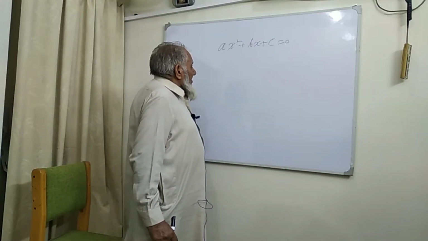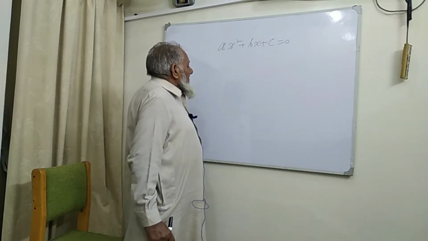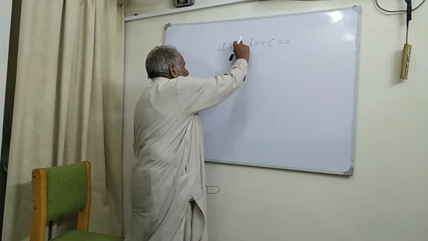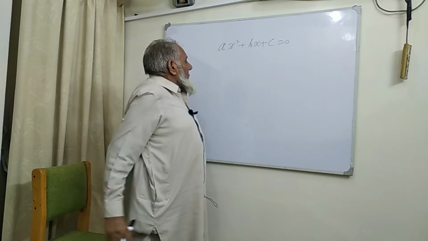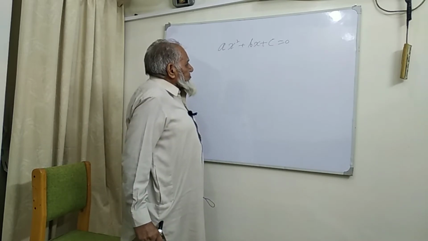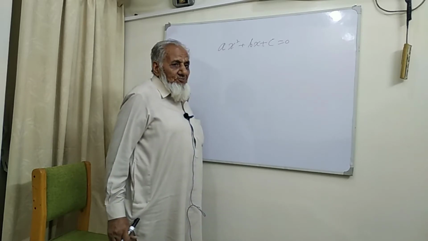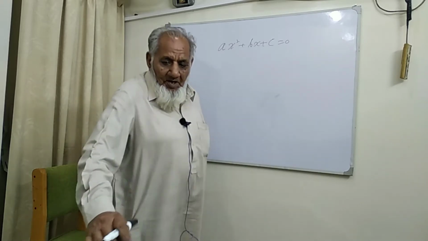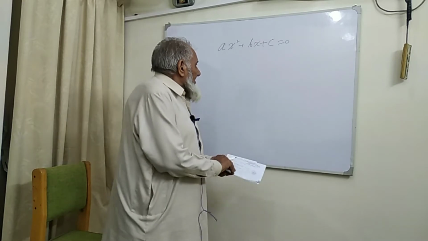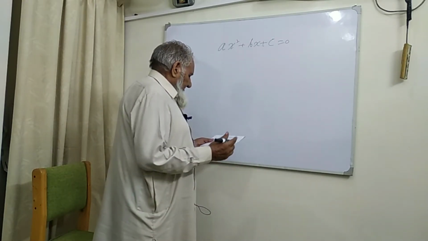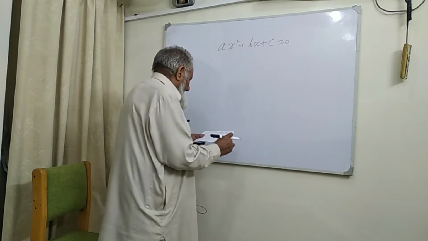Bismillahirrahmanirrahim. Quadratic equation is a second degree equation in one variable. For example, the most general form of this equation is ax square plus bx plus c equal to 0, where a, b, c are constants and x is a variable, and I take some numerical examples.